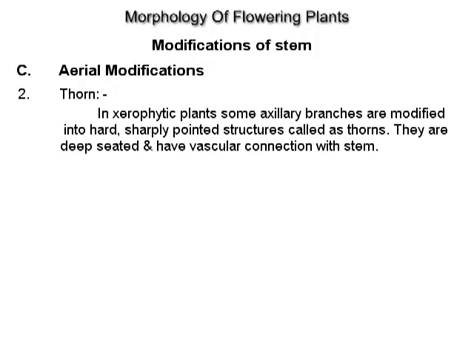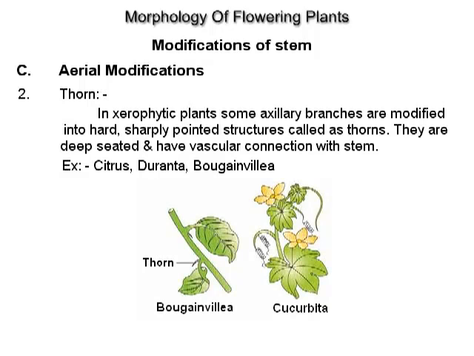Thorn. In xerophytic plants, some axillary branches are modified into hard, sharp, pointed structures called thorns. They are deep-seated and have a vascular connection with the stem. Example, citrus, duranta, bougainvillea.